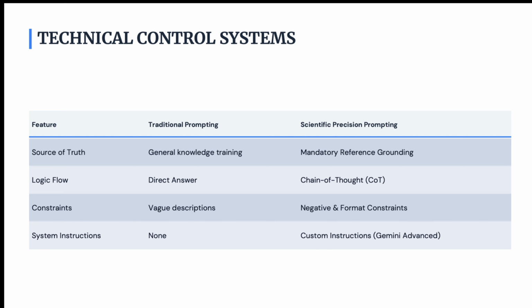Constraints, obviously, in traditional prompting, we use very vague descriptions, but in scientific research, you must provide negative constraints and also formatting constraints in which you want your answer. And for the system instruction, traditional prompting doesn't need it, but for scientific precision prompting, you need custom instructions. Also, you can use the prompting technique for concise and accurate results, which I've already explained in the previous slide.